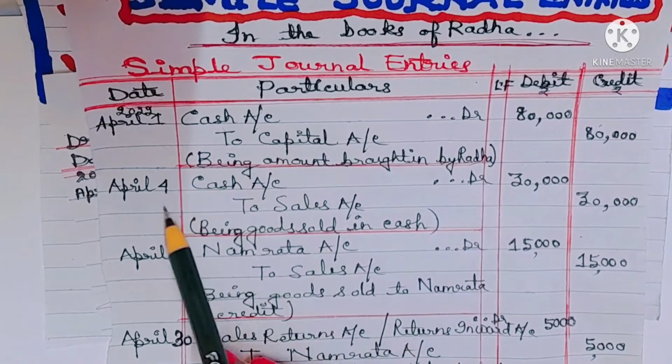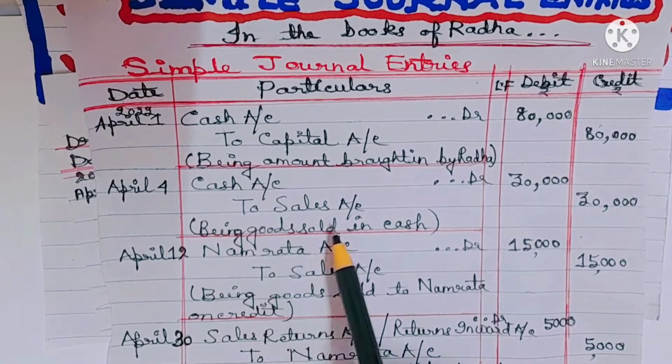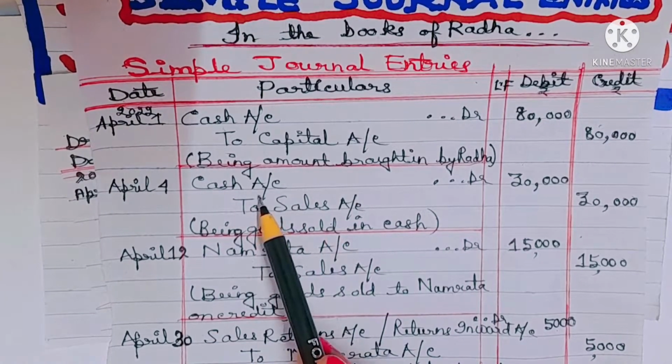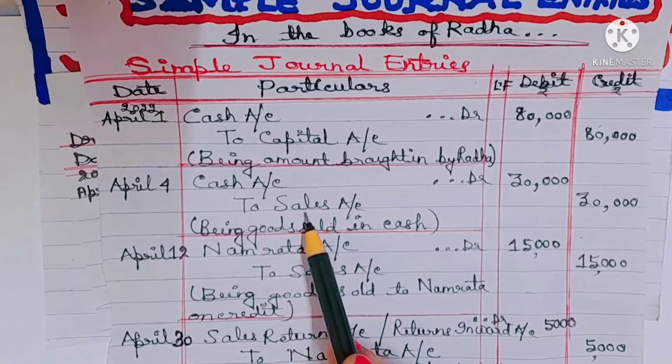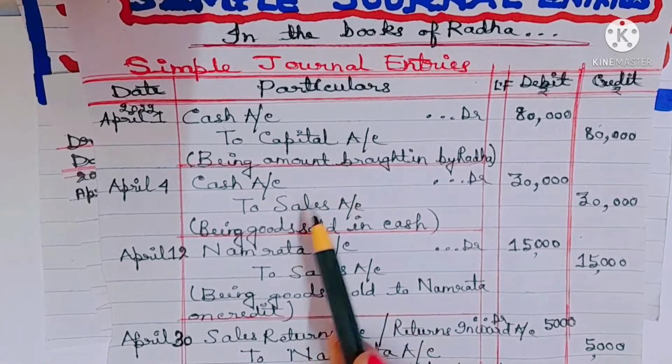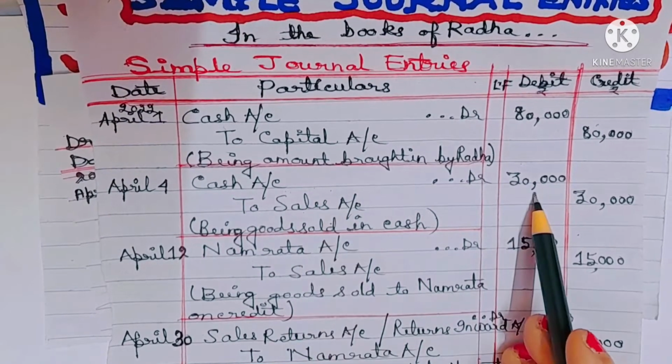On 1st April we did. On 4th April, cash account debit to sales account. So what is the position of cash account? Cash account is on the debit side. So sales account will be also on the debit side in the cash account. What is the amount? 30,000.